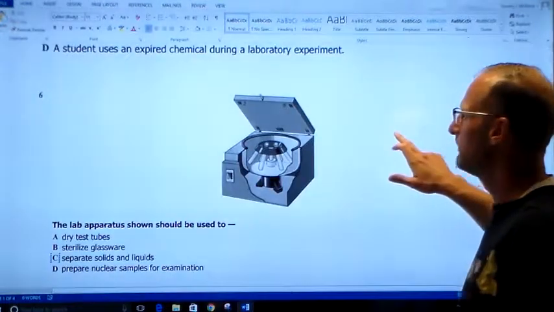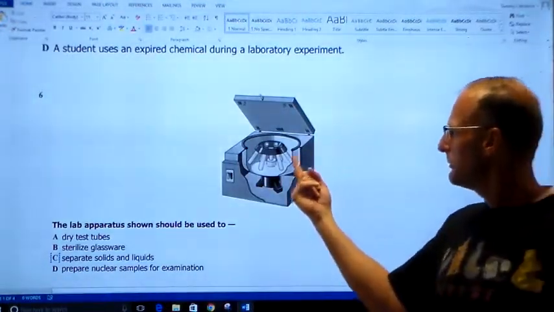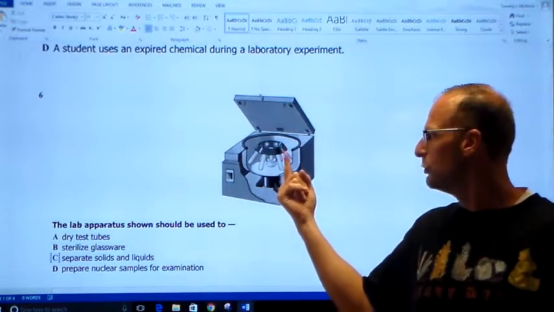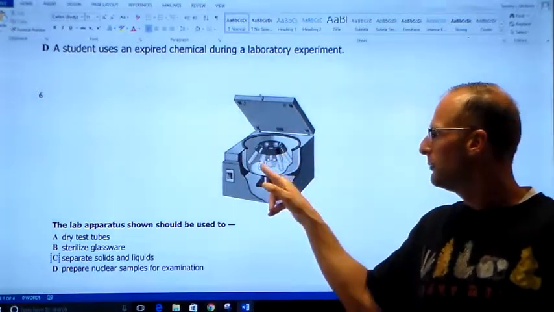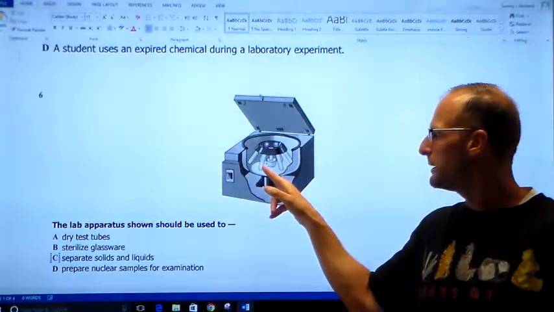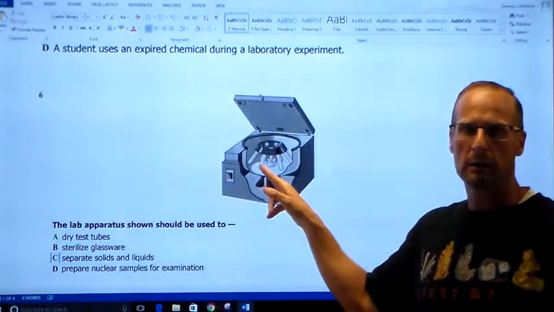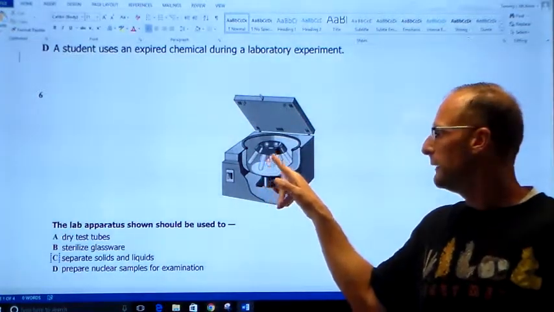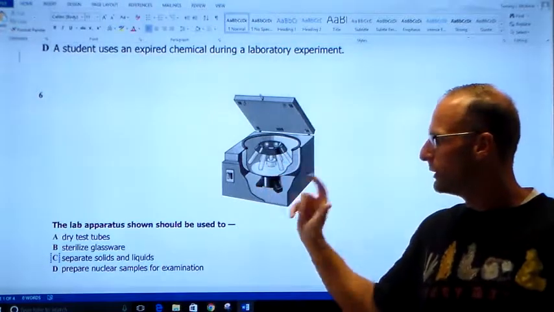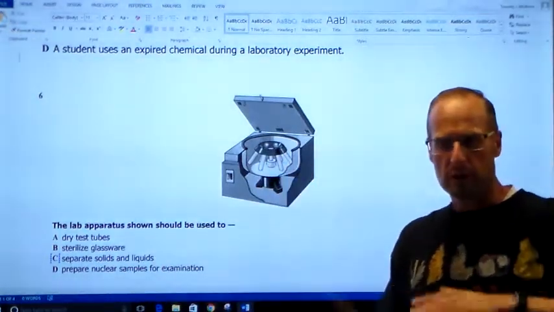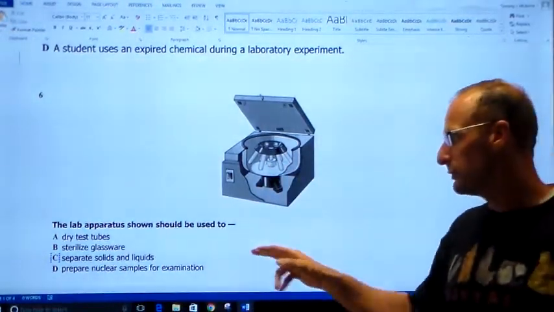And the next question. This apparatus is a centrifuge tube, and it will spin. You'll put things like pond samples of water and soot and mud in these little test tubes, and then you'll turn it on and it will spin it at high speeds to separate the liquid and the solid, so separate solids and liquids.